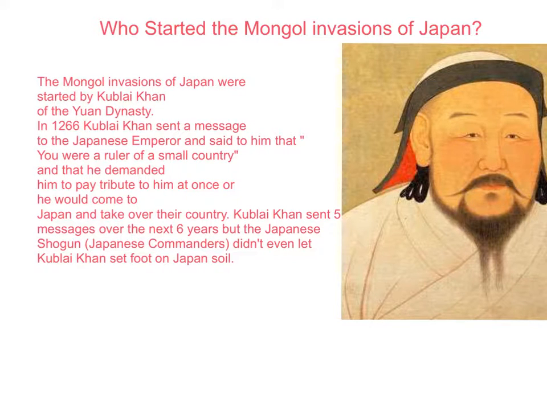In 1266, Kublai Khan sent a message to the Japanese emperor, saying that he was the ruler of a small country and demanding that he pay tribute at once or Khan would come to Japan and take over their country. Kublai Khan sent 5 messages over the next 6 years, but the Japanese shogun, the Japanese commanders, didn't even let Kublai Khan set foot on Japanese soil.